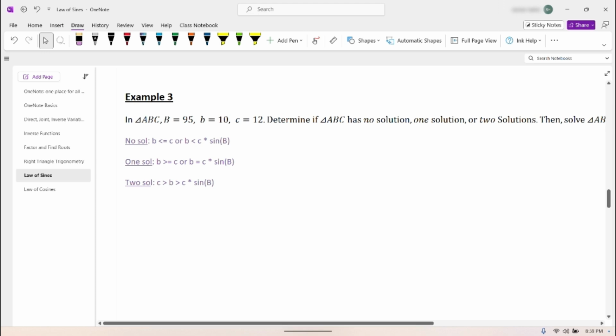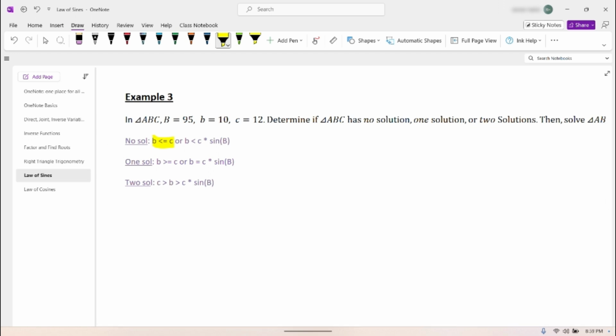All right, so let's do the same thing here for example 3 and see what we have here. So now I need to verify which one of these conditions we're in. Is it no solution, one, or two solutions? So we have B is 95, lowercase b is 10, and C is 12. So right off the bat, b is less than c. b is 10 and c is 12. All I need to check is the two solution case here, down here.